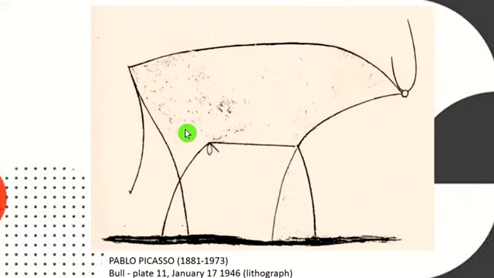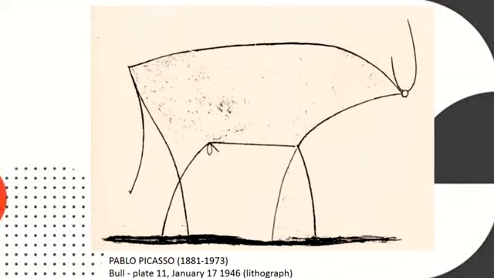I will just give you some examples. It is an art of Pablo Picasso, 1881 to 1973. It is a bull, plate 11, made on January 17, 1946, with what we call lithograph.